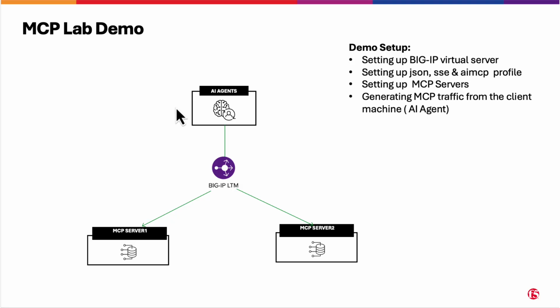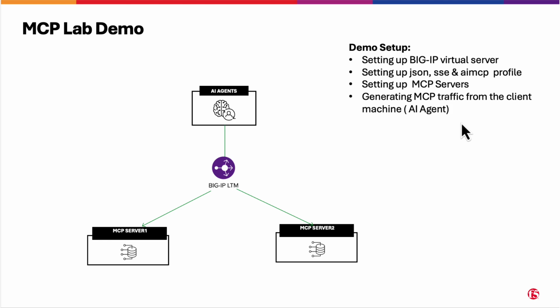In this MCP demo, an AI agent acting as an MCP client generates traffic that is sent to BIG-IP LTM for load balancing across two MCP servers, server 1 and server 2, based on the chosen load balancing algorithm. The demo covers setting up a BIG-IP virtual server with three profiles: JSON, SSE, and an AI MCP profile for persistence. It also includes configuring the MCP servers and generating MCP traffic with the results displayed.